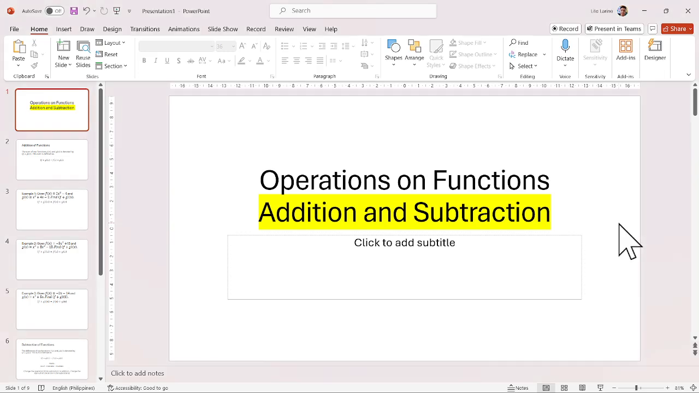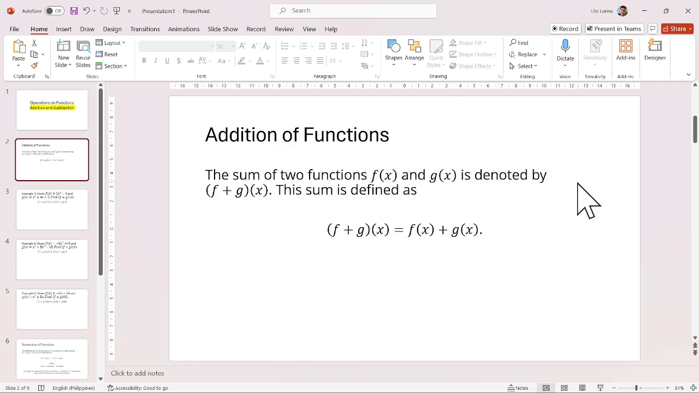This is operations on functions. Let's have first addition and subtraction of functions. Let us have the addition of functions. The sum of two functions, f of x and g of x, is denoted by f plus g of x. This sum is defined as f plus g of x is equal to f of x plus g of x. This means that if we are asked to add functions, we simply add the expressions.